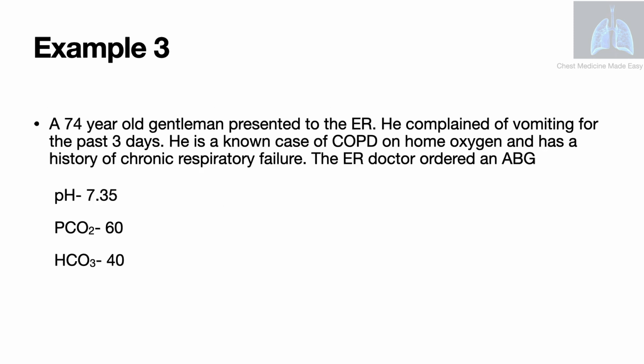Let us look at another example. A 74-year-old gentleman presented to the ER. He complained of vomiting for the past 3 days. He is a known case of COPD on home oxygen and has a history of chronic respiratory failure. The ER doctor ordered an ABG. The pH was 7.35, the PCO2 60, and the bicarbonate 40.